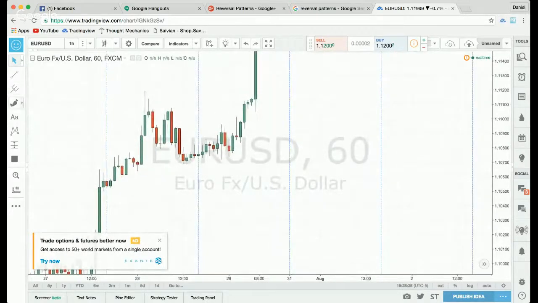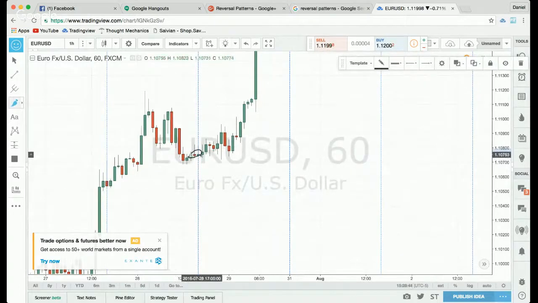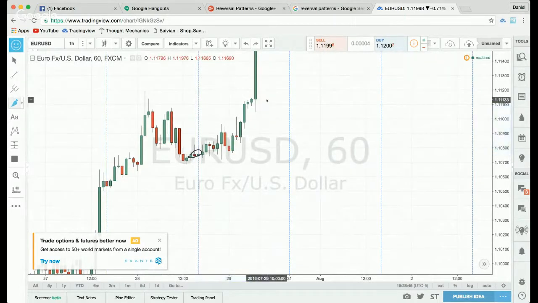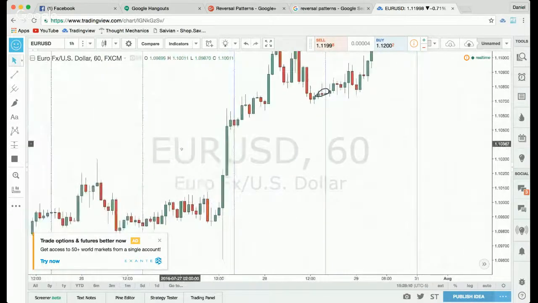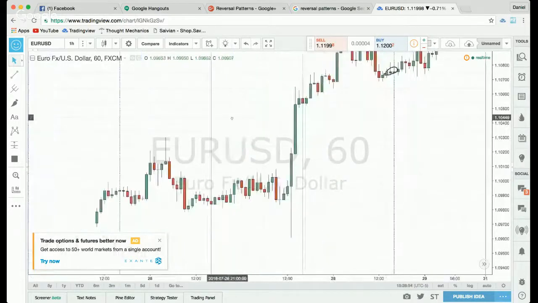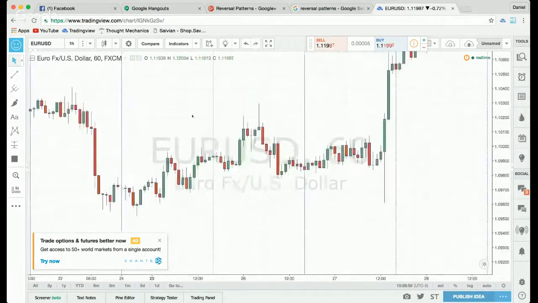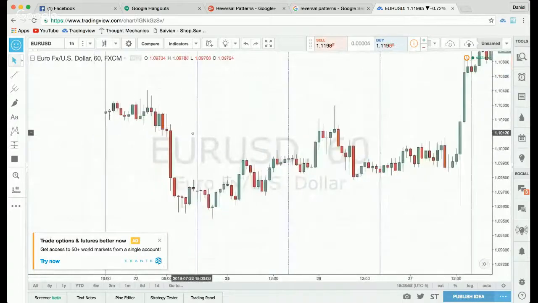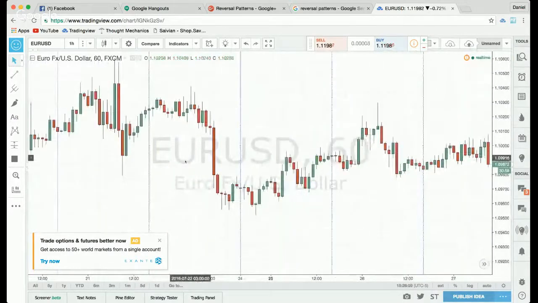So right here, you see it went down. You had this right here, and its continuation up, right? That right there is a dragonfly, same thing. You can see another tombstone. As you can see here, when it had a tombstone, it went down. So again, reversal candlesticks do not tell you how far it's going to go down, just that it's going to reverse. They're basically uncertainty candles.